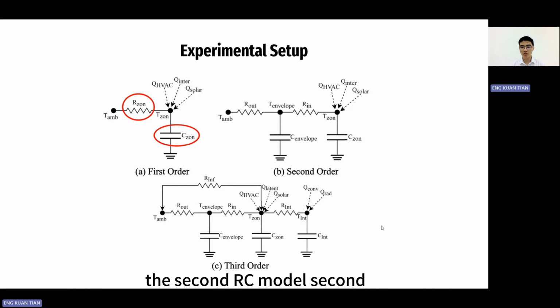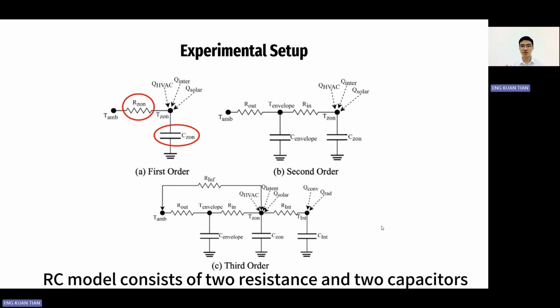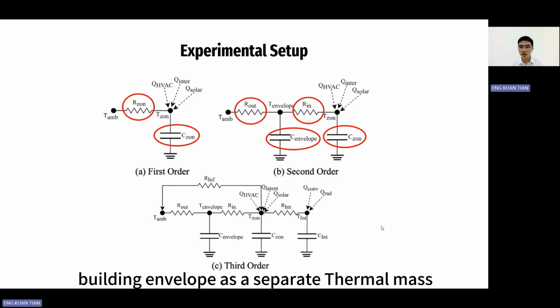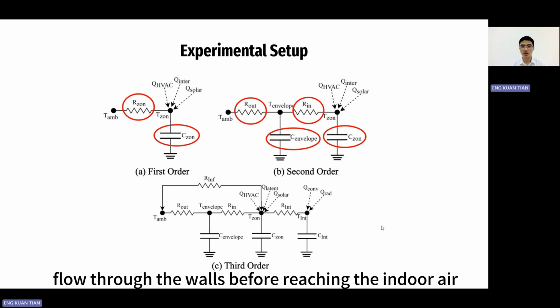The second order RC model consists of 2 resistances and 2 capacitances. It represents the building envelope as a separate thermal mass. This adds more realism by simulating heat flow through the walls before reaching the indoor air.